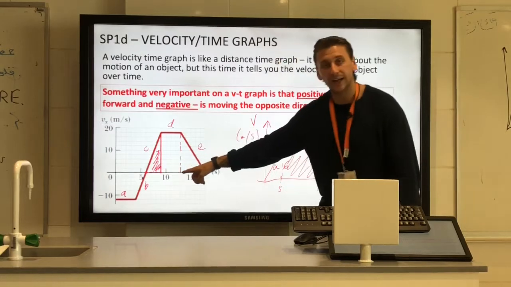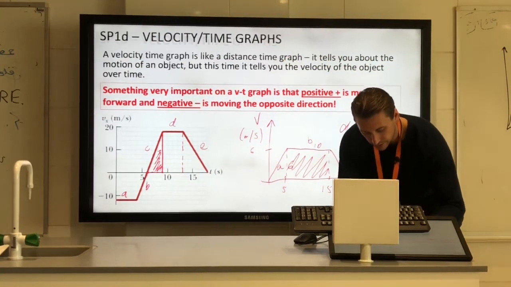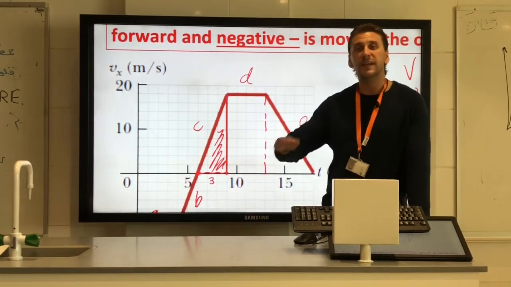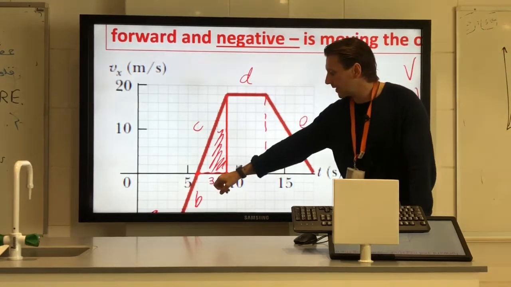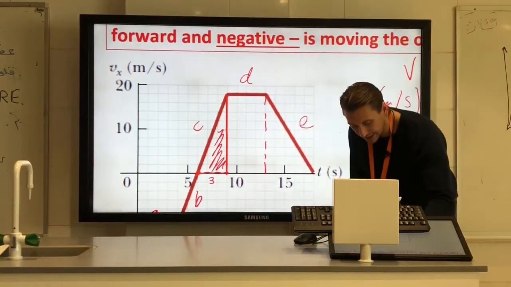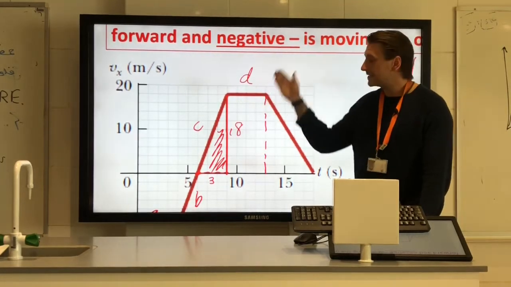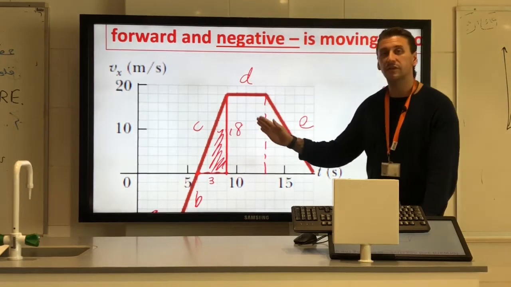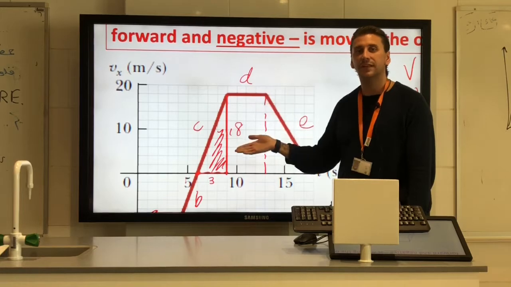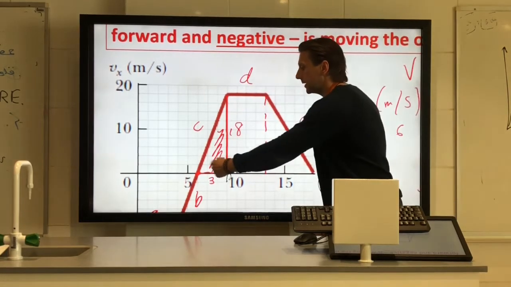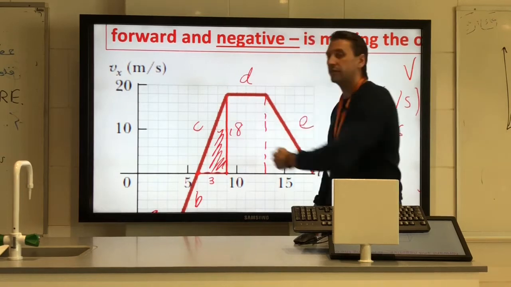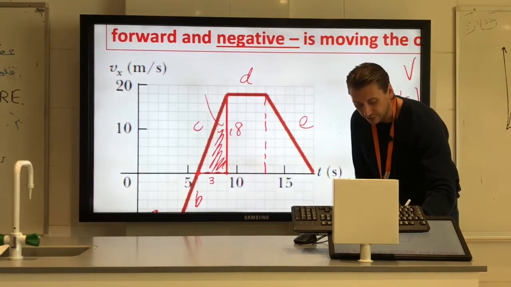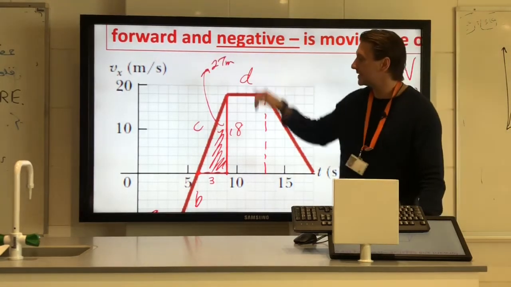But we go from 6 to 9, so that's 3 on the base. Let me zoom in so you can see that. The area of a triangle is base times height, and then we divide it by 2. So base is 3, and from 0 to 18 means the height is 18. 18 times 3 is 54, but because it's a triangle, we have to divide it by 2. If it were a rectangle, it would be base times height, but because it's a triangle, it's just half of that. So 54 divided by 2 is 27. So the distance traveled for just this section is 27 meters.